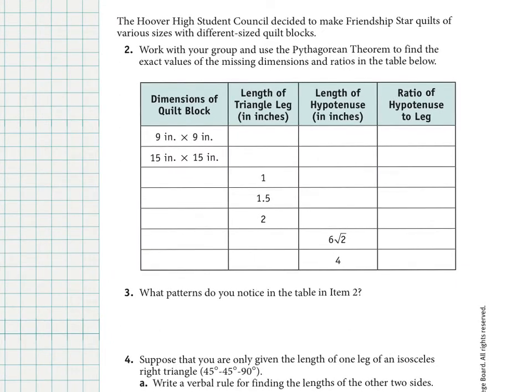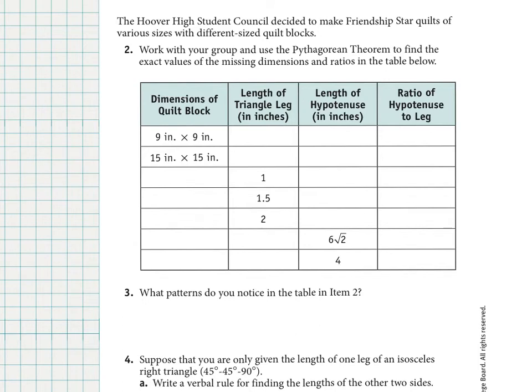So it says the Hoover High Student Council decides to make friendship star quilts of various sizes with different sized quilt blocks. So even though we are watching this video and we aren't necessarily in class to talk together in groups, I'm going to be your partner as we work through this. It says, work with your group and use the Pythagorean theorem to find the exact values of the missing dimensions and ratios in the table below.